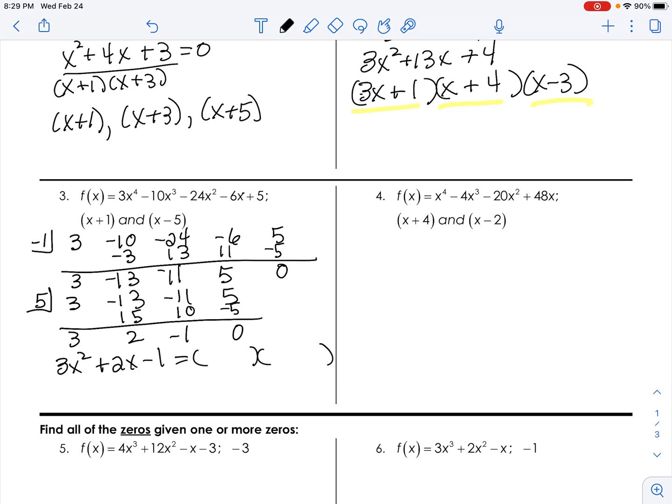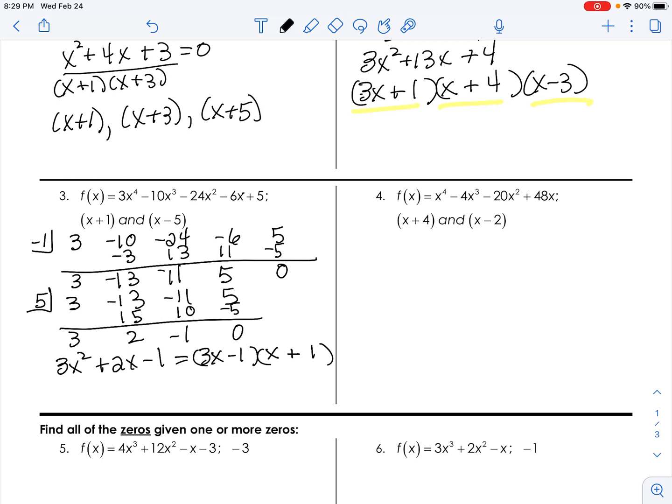Go ahead and factor it. Again, you can use split the middle or guess and check. So 3x, x. We've got to get a 2 in the middle. That's positive. Let's think about that. It multiplies to negative 1, so plus 1 minus 1. Let's see if that works.